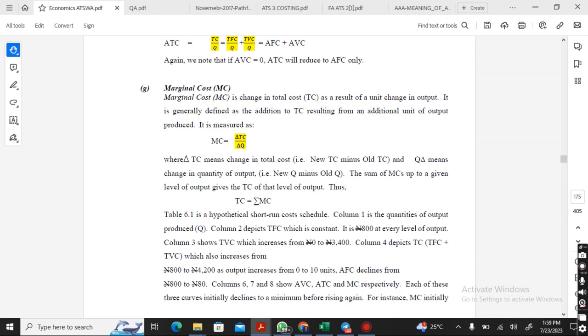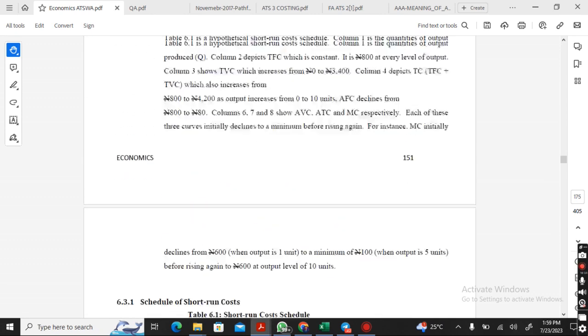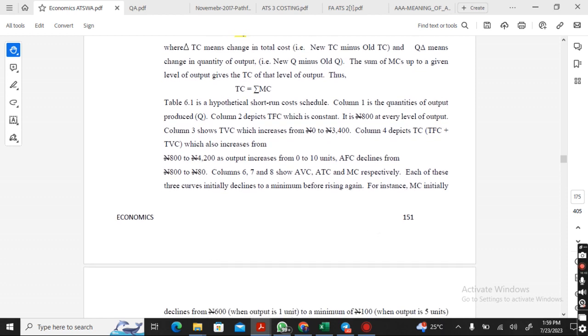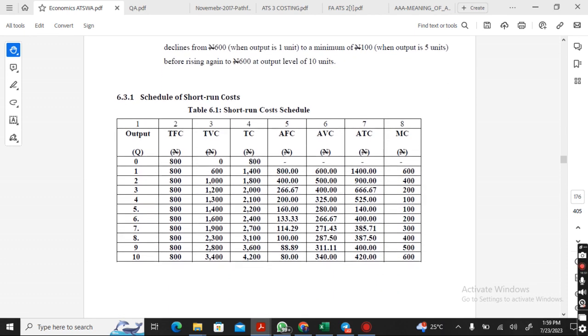So let's look at this particular table together. The table shows the quantity of output produced, total fixed cost, total variable cost, total cost, average cost and marginal cost. So how do you get your total cost? Total fixed cost plus total variable cost. Are you with me?